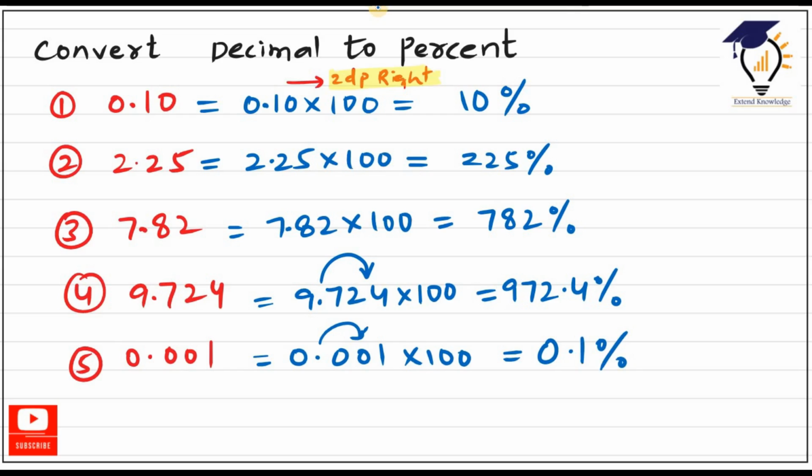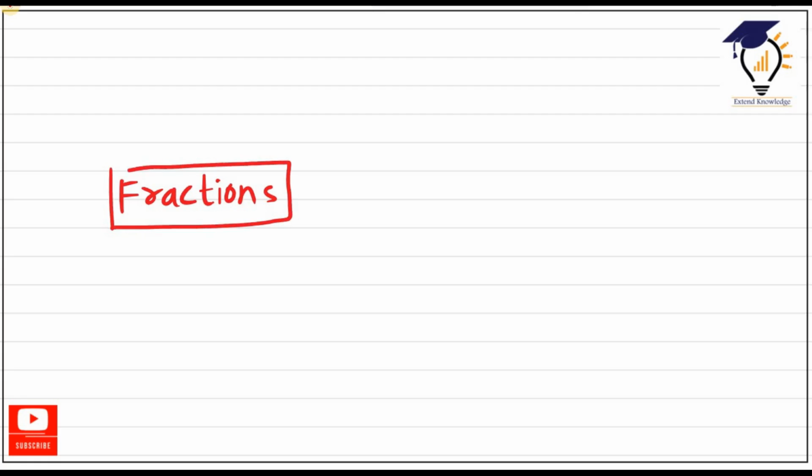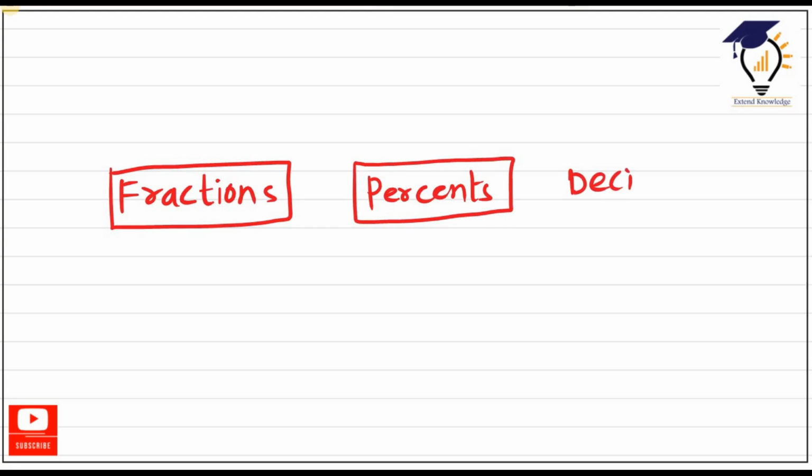I'll give you an overall conversion chart to understand everything at a time. Here I have 3 blocks: fractions, percents, and decimals.